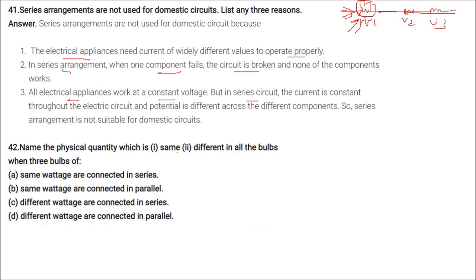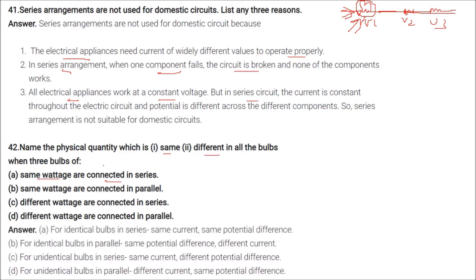Name the physical quantity which is same or different in all the bulbs. When 3 bulbs have the same wattage and are connected in series, for identical bulbs in series we have the same current and the same potential difference. With the same wattage connected in parallel, for identical bulbs in parallel we will have the same potential difference and different current. When different wattages are connected in series, for non-identical bulbs in series, we will have the same current and different potential difference. And for different wattages connected in parallel, for non-identical bulbs in parallel, we will have different current and the same potential difference.